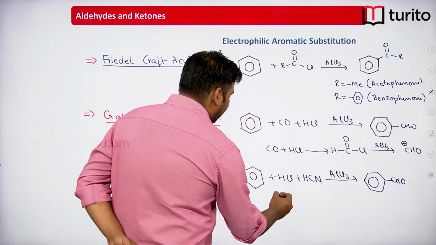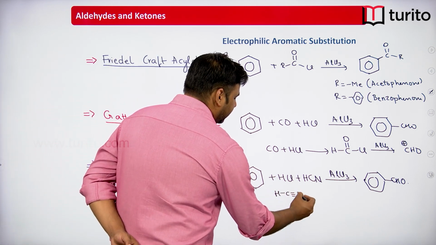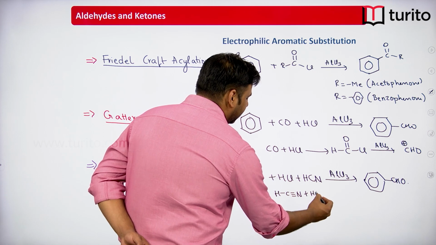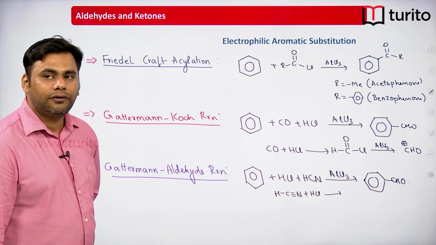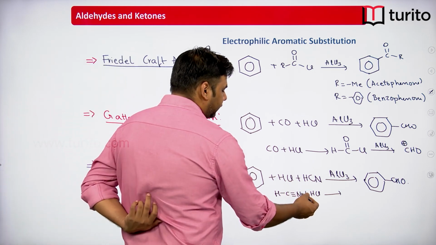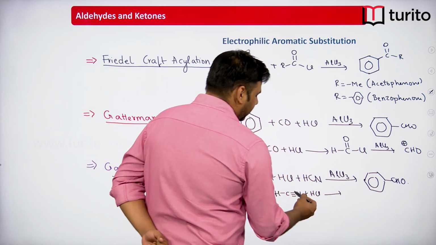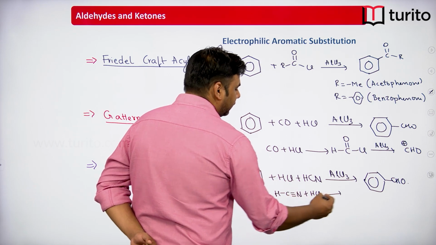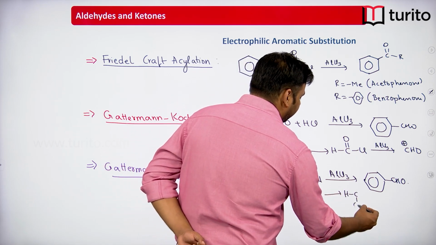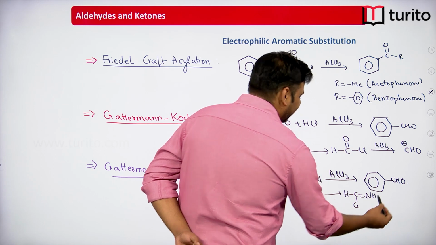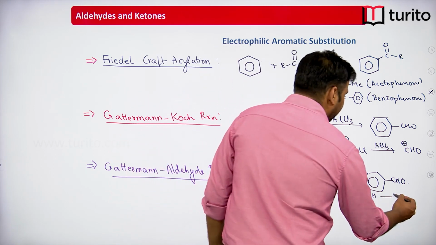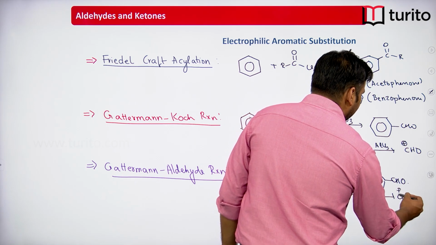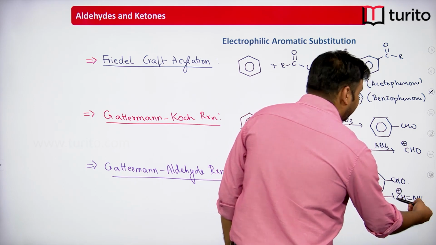So what is happening in this reaction is the cyanide first reacts with HCl. This HCl is an acid, so it will leave an H plus ion. This H plus ion will protonate the nitrogen. A negative charge will be formed on the carbon, so it will form a molecule like this. Then AlCl3 will abstract the Cl, and a cation will be generated at this particular carbon. Benzene will attack on it and it will form an imine.